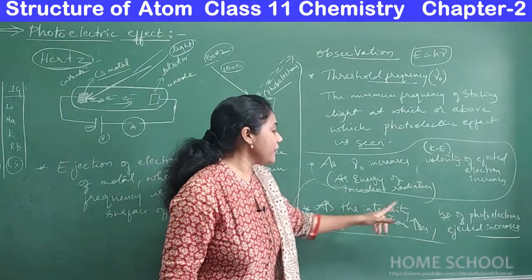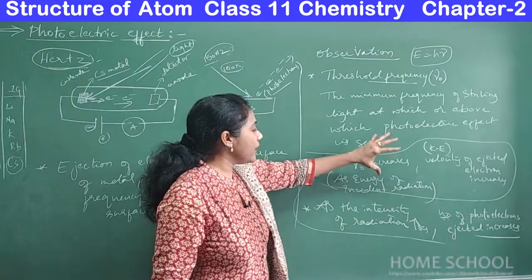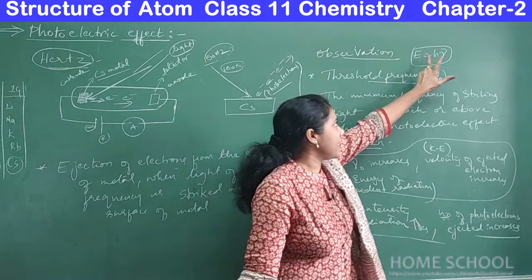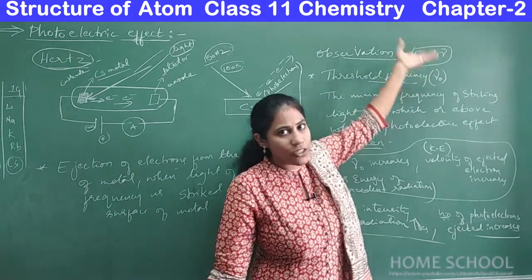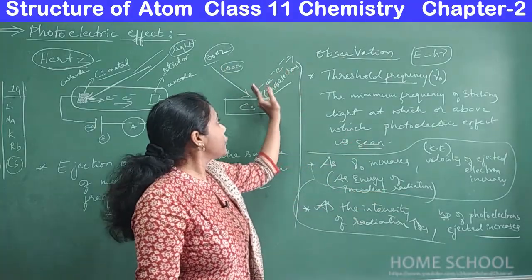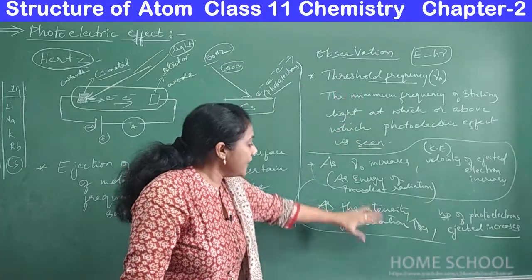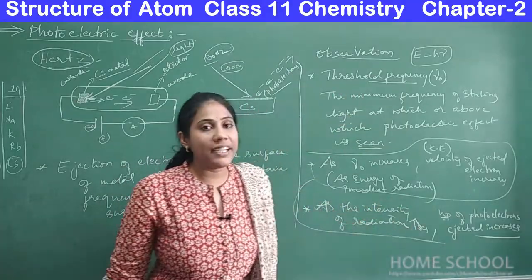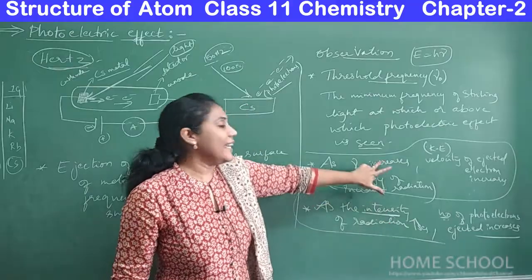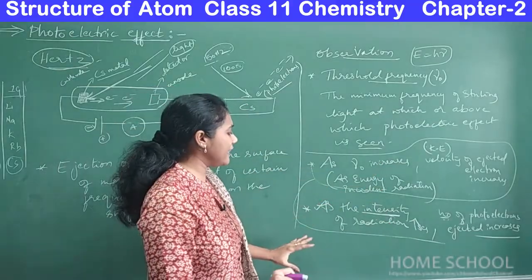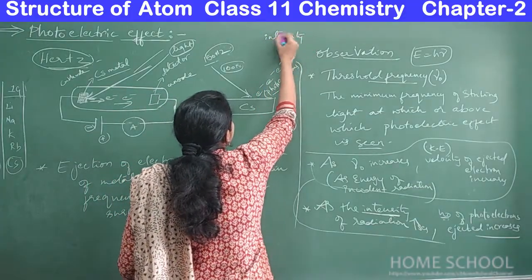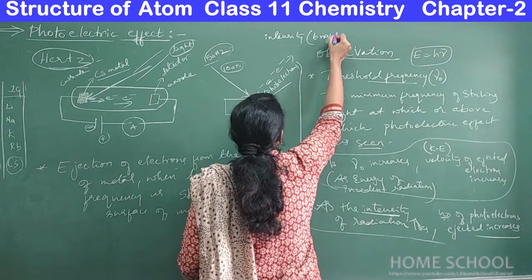What is the difference between energy of radiation and frequency? They are one and the same here: frequency is directly proportional to energy. Frequency more means energy is more. So as energy or frequency increases, the kinetic energy of ejected electrons increases. Then the next point, intensity of radiation. What is the difference between intensity and energy, or intensity and frequency? Intensity is nothing but brightness.